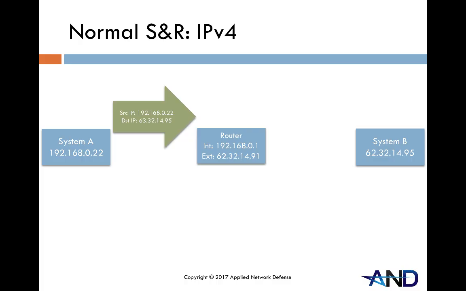Now, you might be looking at this and saying, wait a minute, if I'm sending this and the destination IP is 63.32, how is it getting to the router? Because that's not its address. It knows the address, but it's not its address. So how does it get there?